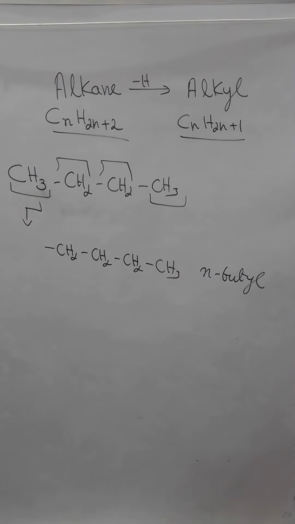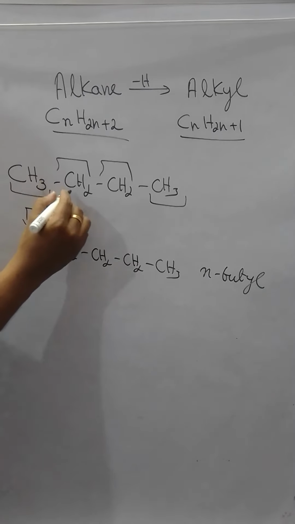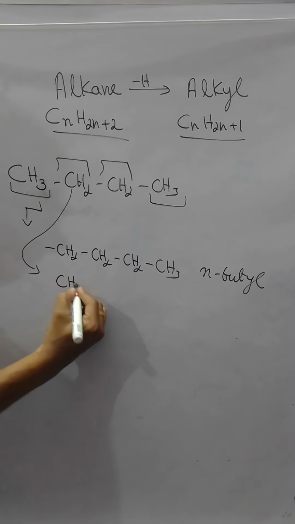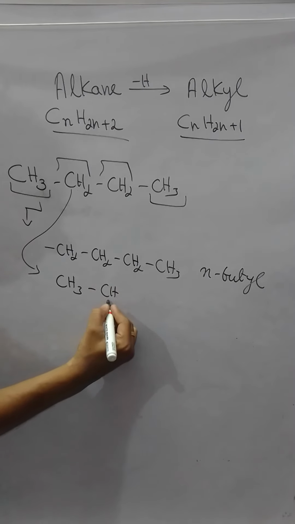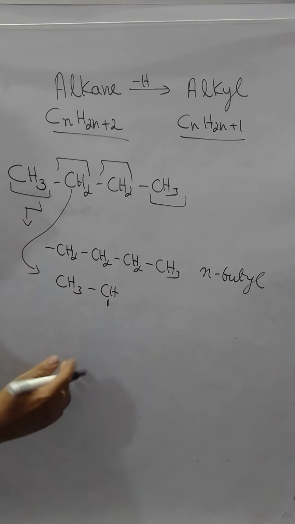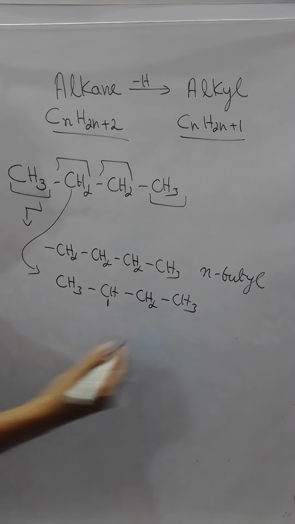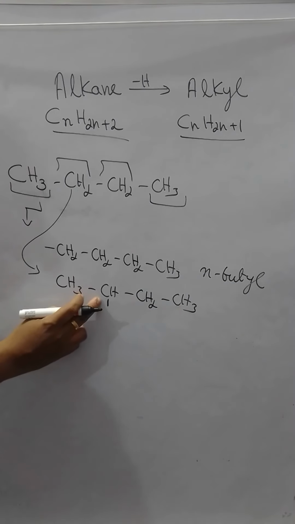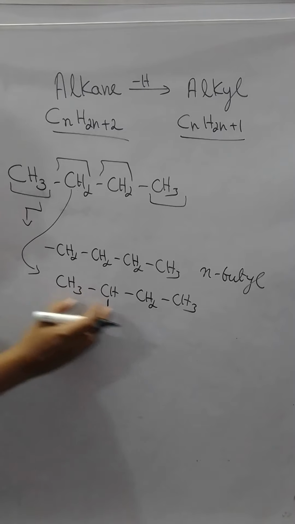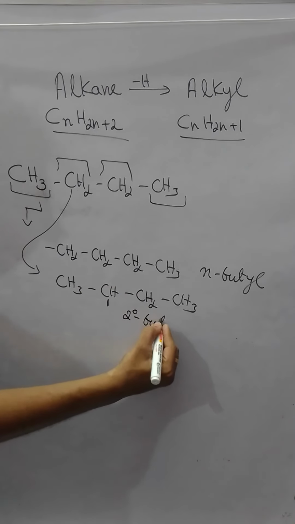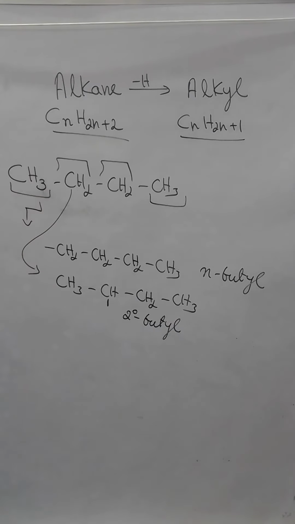Okay. Now if I remove the hydrogen atom from here, look at this carefully. CH3, CH, put a vacancy, that is I can put another element over there or any group, CH2, CH3. Now what is the nature of this carbon? This is a secondary carbon because it is attached to two more carbon atoms. So we just call it a secondary butyl group. This is a secondary butyl.